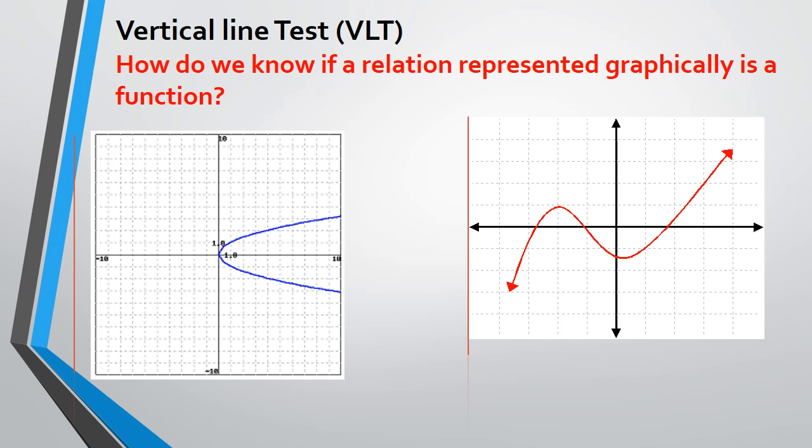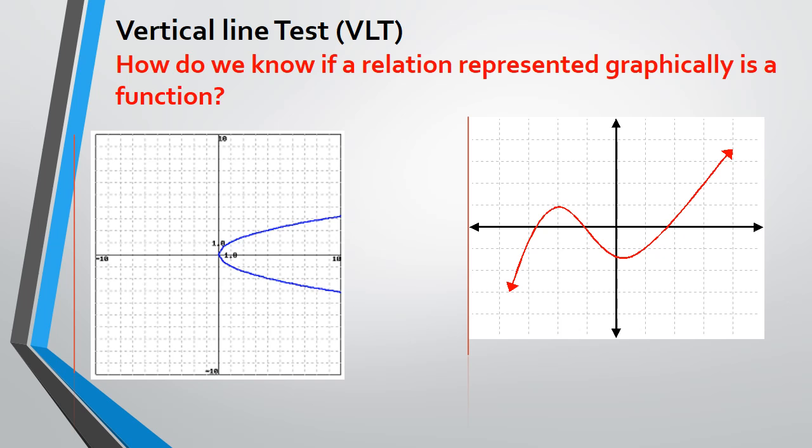So far, we learned that relations can be represented by a relation set, map diagram, tables, and graphs. We learned that we can look at relation sets, tables, and map diagrams to find out if each input has one and only one output to represent a function.